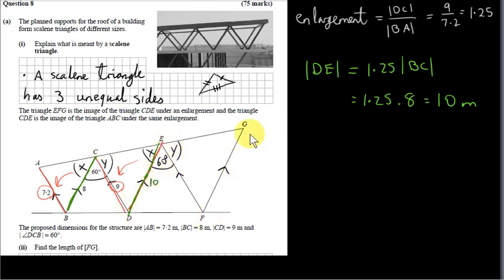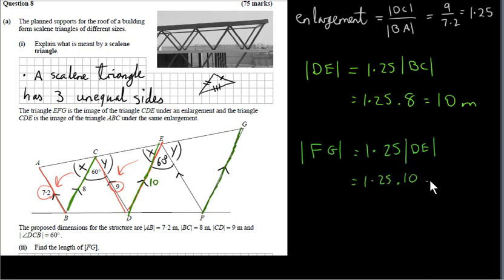And of course, then to get FG, we just need to scale this side up by a factor of 1.25. So FG is 12.5 meters.